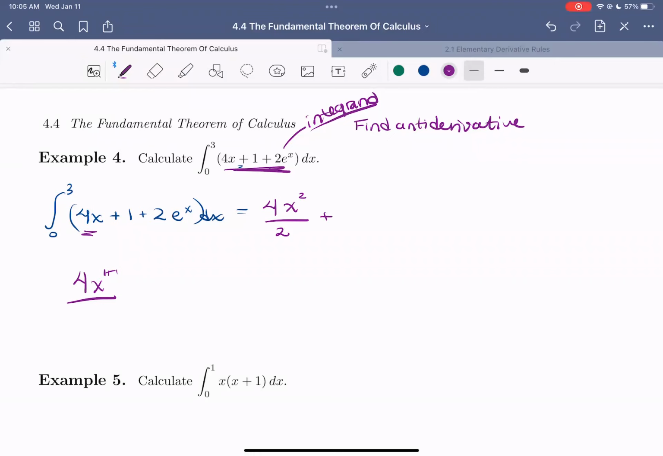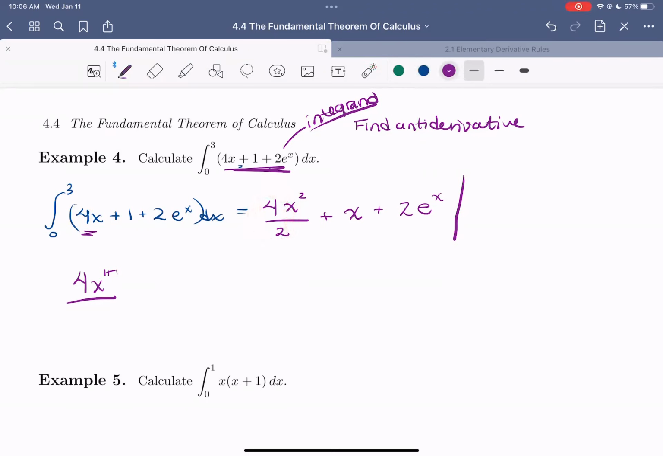All right, plus what gives me a derivative of 1? That would just be my function x, plus 2 e to the x. 2 is just a constant, so I can leave it there. And then an antiderivative of e to the x is itself. So our antiderivative is 4x squared over 2 plus x plus 2 e to the x. And we can simplify here. 4 divided by 2 just gives us 2, so we could just put a 2 out front.